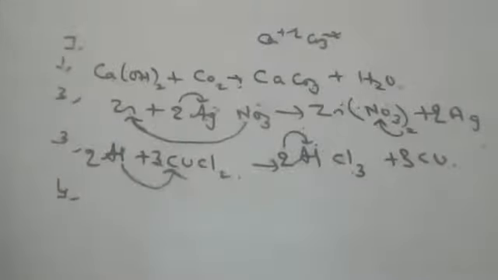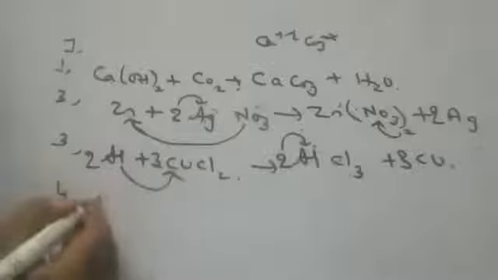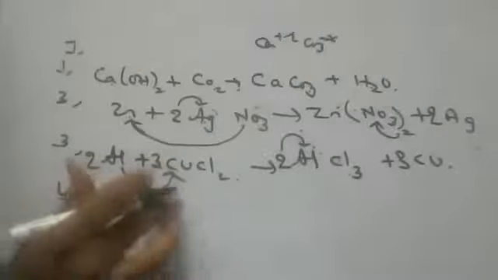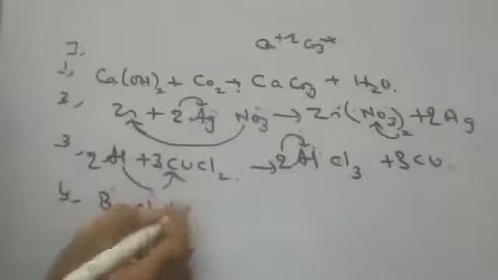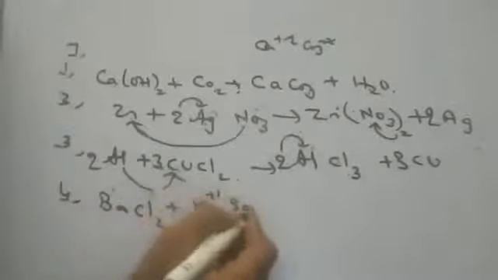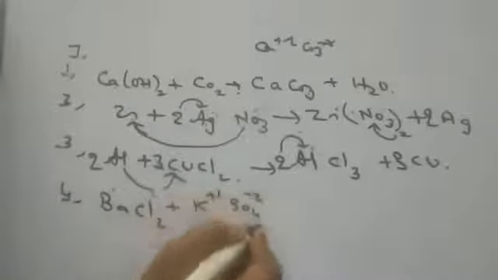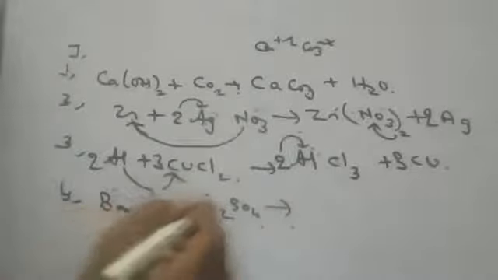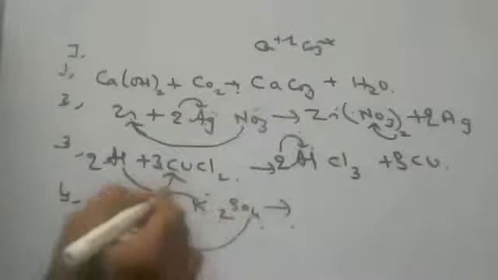What is the fourth reaction? They said barium chloride plus potassium sulfate. Barium chloride, BaCl2, because this is plus 2, this is minus 1. Plus 2 will go. And what is potassium sulfate? K is plus 1, SO4 is minus 2. So 2 comes down, 1 goes here. What is the formula, children? K2SO4. Gives what, children? Barium sulfate, double displacement reaction.